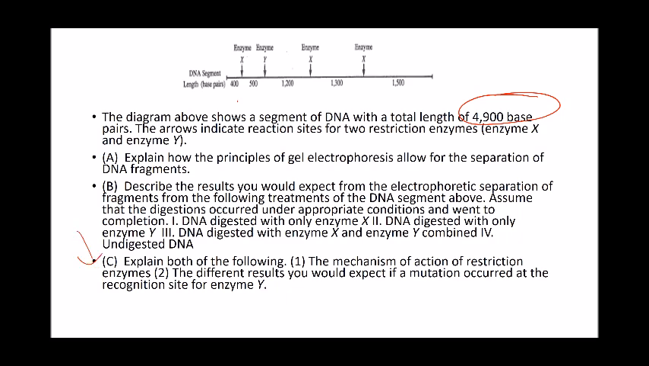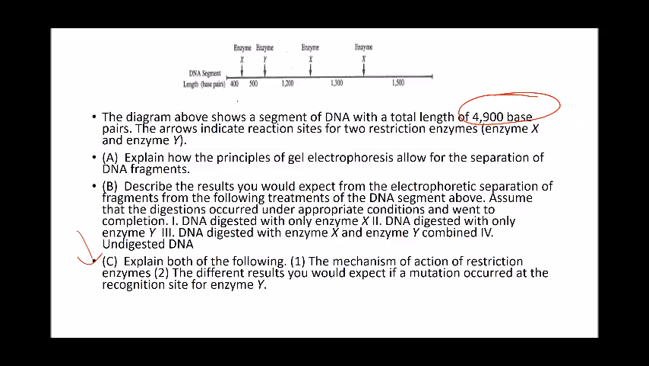Last part of the question, explain both of the following: the mechanism of action of restriction enzymes. What they're looking for there is that restriction enzymes cut DNA after very specific base pair sequences, combinations of A's and T's and G's and C's. It's also important to note that sometimes they'll cut one strand and then they'll go further up and cut the other one. So that oftentimes you're left with some unpaired bases. Sometimes we call those sticky ends. And those turn out to be real important when we start dealing with genetic engineering and making recombinant DNA.